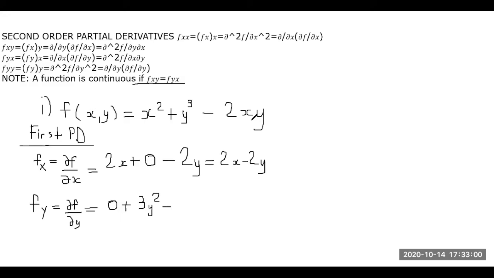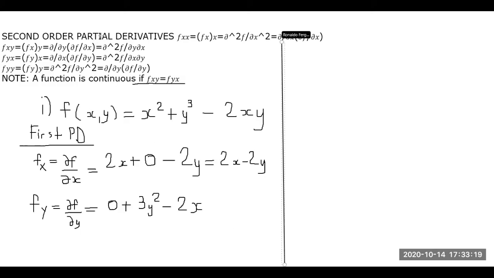Minus, your 2x is now like a constant, right? And so it just becomes minus 2x. So that would be fy. So those are your first partial derivatives. Let's say we wanted to proceed and find our second partial derivatives.